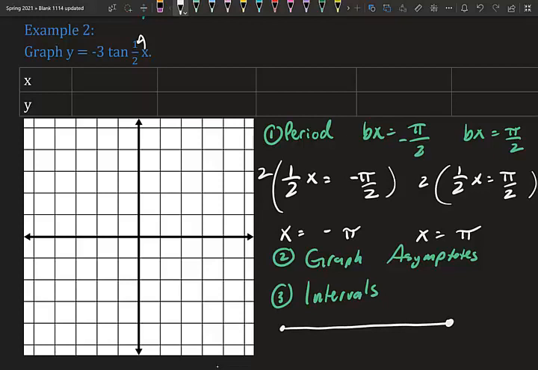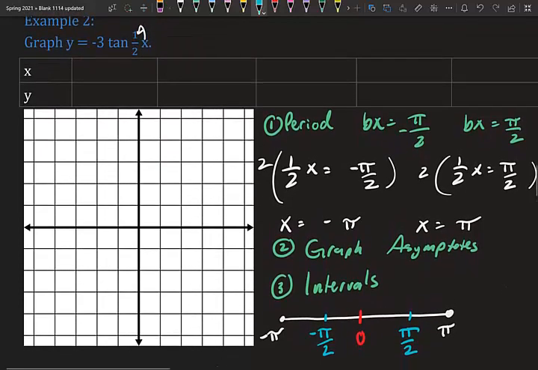So on our intervals, we have negative pi to pi. So halfway, because those are opposites of each other, halfway is 0. And then to find our first quarter point, 0 to -1, that's negative pi over 2. And then 0 to 1 pi, that would just be regular pi over 2, because that's halfway.